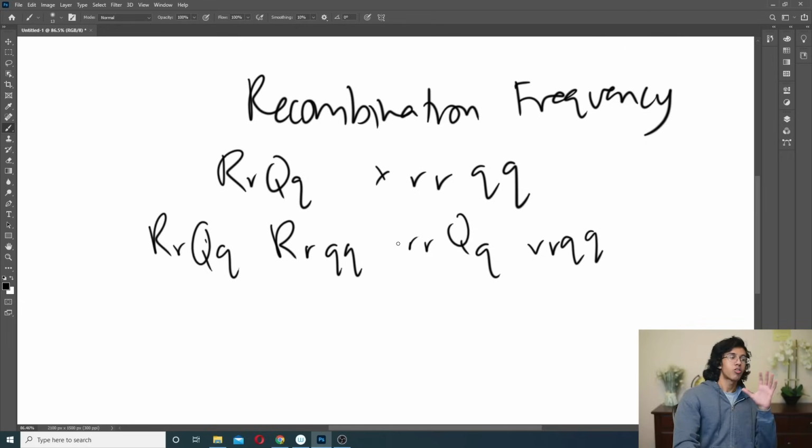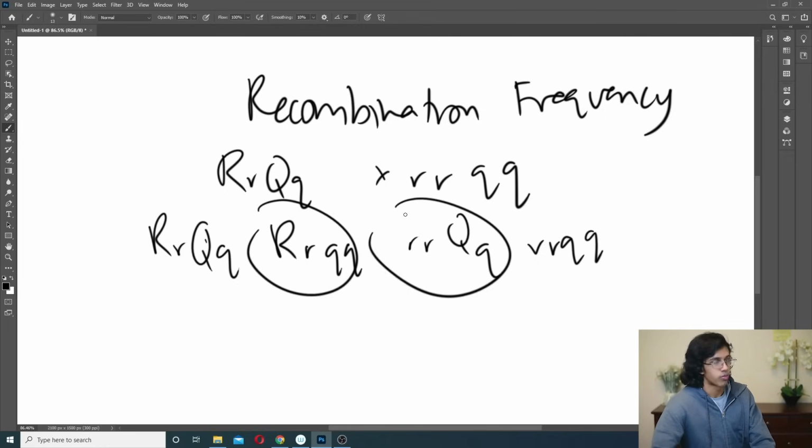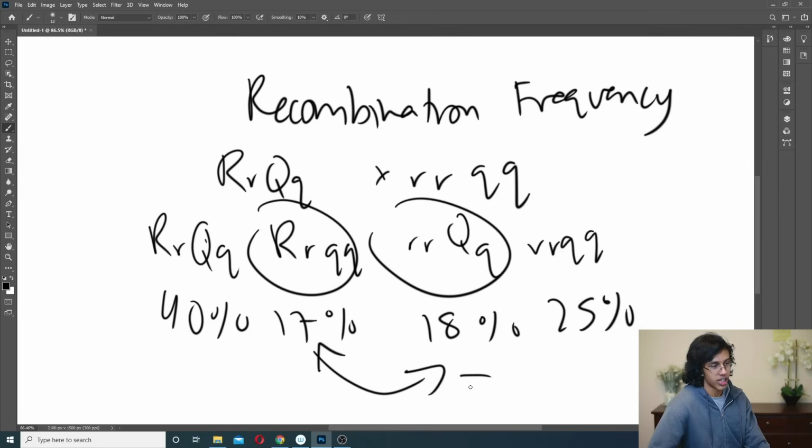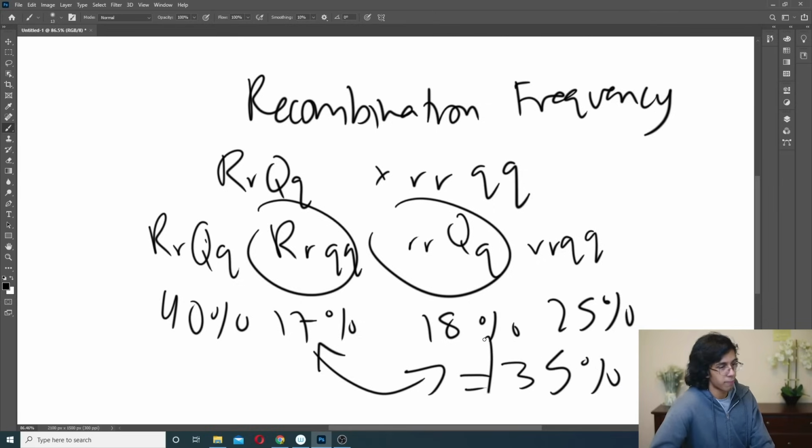Okay. So essentially what recombinant frequency measures is how many of the offspring are different from both of the parents, right? So this parent is black hair and blue eyes, this parent is brown hair and black eyes, right? So essentially these two are the only offspring that are going to be different from both parents, right? So essentially if we're given that the percentages are 40%, 17%, 18%, and, I don't know, what's the last thing? Okay, 25%. Then essentially our recombination frequency is just the sum of these two percentages, right? So our answer is just 35%. Okay, cool. But that is it.